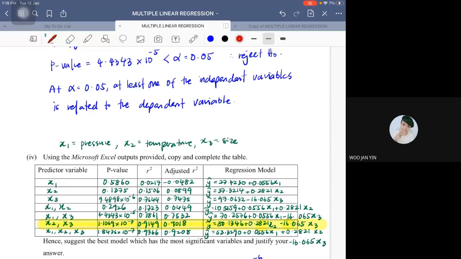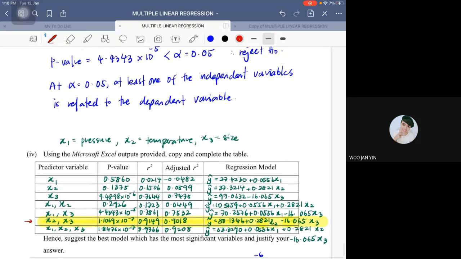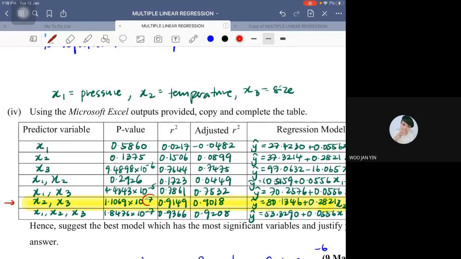Okay. The thing is that when I first started doing my calculation on this, I also expected that the answer is going to be x2 and x3. So Janjan is right, that's the right reason. Here we have a very small p-value, given by 10 to the power of -7. It's in fact the smallest out of the bunch that we have. And we have a very big adjusted r square, which is 0.9018.